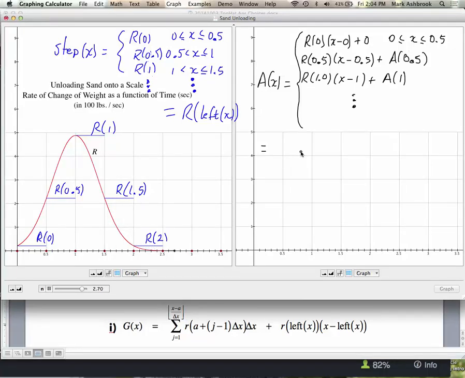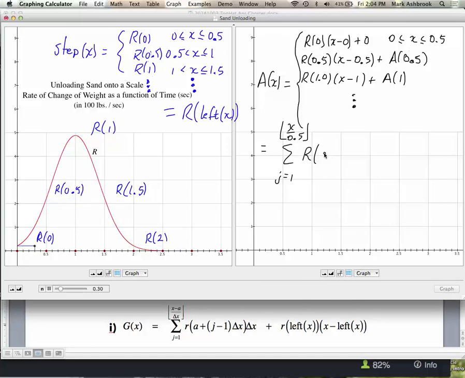This little r just stands for any generic rate function. Ours is called capital R, okay? So this A of x is the same as the sum from j equals 1 to the floor of x over 0.5. A is 0. Delta x is 0.5. Capital R of A is 0.